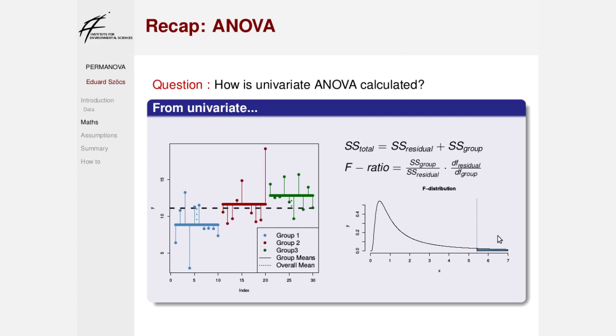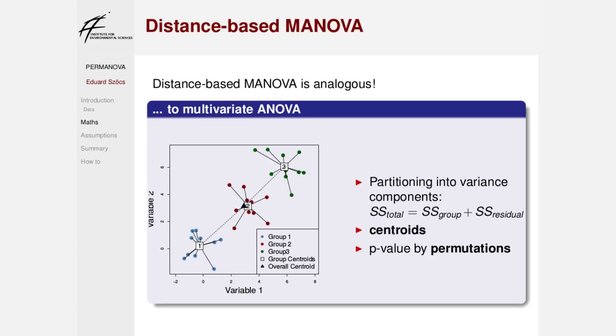In the multivariate case, it's analogous. It's really similar. One difference is that we have multiple dependent variables and that we don't have a mean. We have a centroid, which is the multidimensional mean. But we are also partitioning the variance. We have the total variance, which is the distance from the grand mean to the sites. We have also the residual variance, which is the distance from the group centroids to the sites. And we can also partition this. So really analogous.